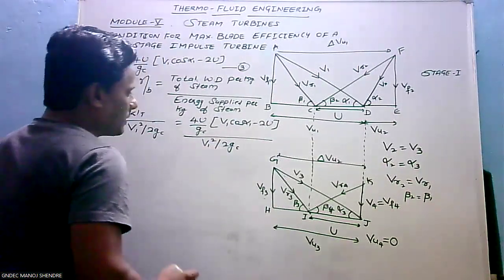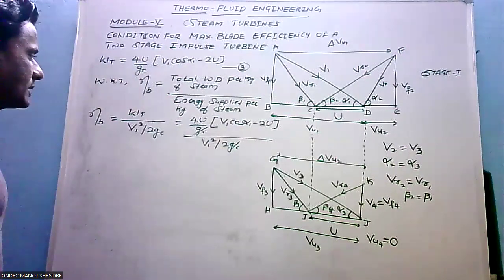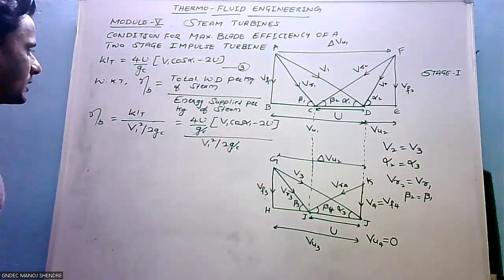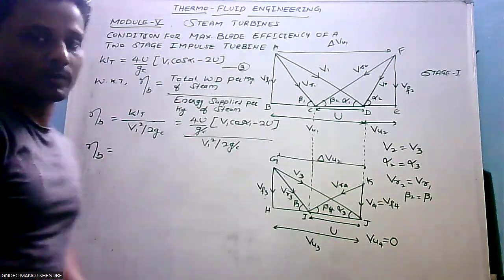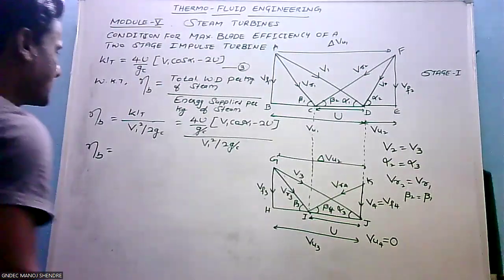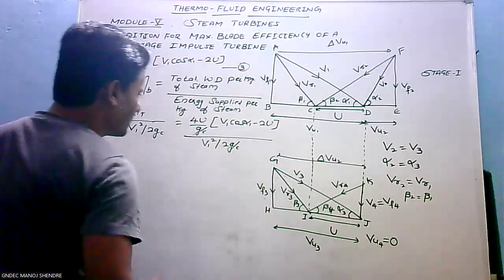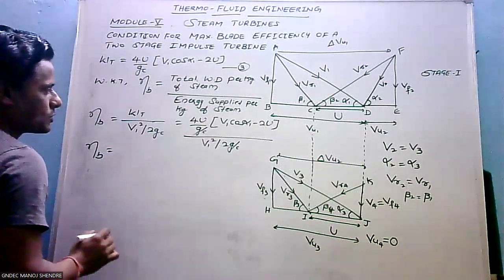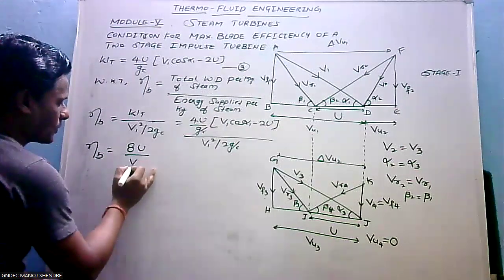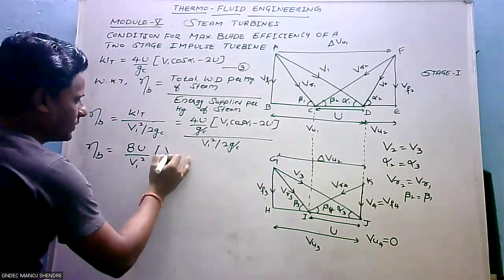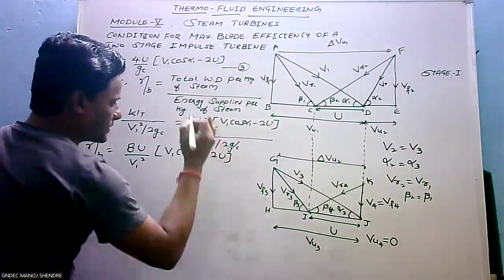Okay. So this GC will get cancelled, and the 2 will go to the numerator. So blade efficiency is given by 8U by V1 square into V1 cos alpha 1 minus 2U as it is.